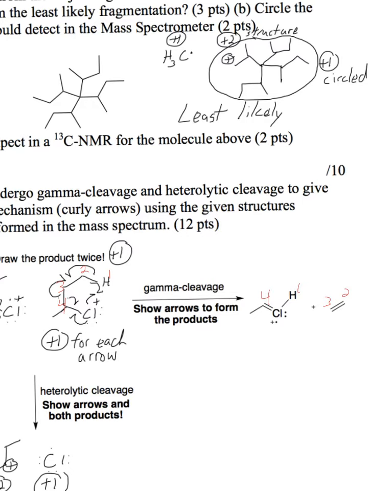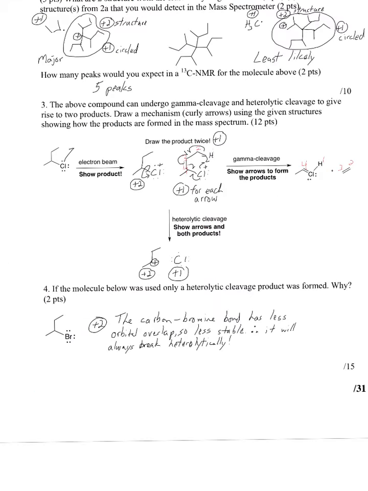But pretty challenging question. Number 4 here is more of a theory kind of question. If the molecule below only underwent heterolytic cleavage, why will this not undergo alpha cleavage or homolytic cleavage? That's because the bromine is so much larger that the bromine will not want to form a pi bond that has an alpha cleavage. Also, the carbon-bromine bond is weak because there's less orbital overlap because the bromine is so big. So this is the one that's going to most likely break in a heterolytic fashion, when the two electrons are going to go right to the bromine. Whereas in chlorine, you can have both heterolytic and homolytic cleavages, like an alpha cleavage.